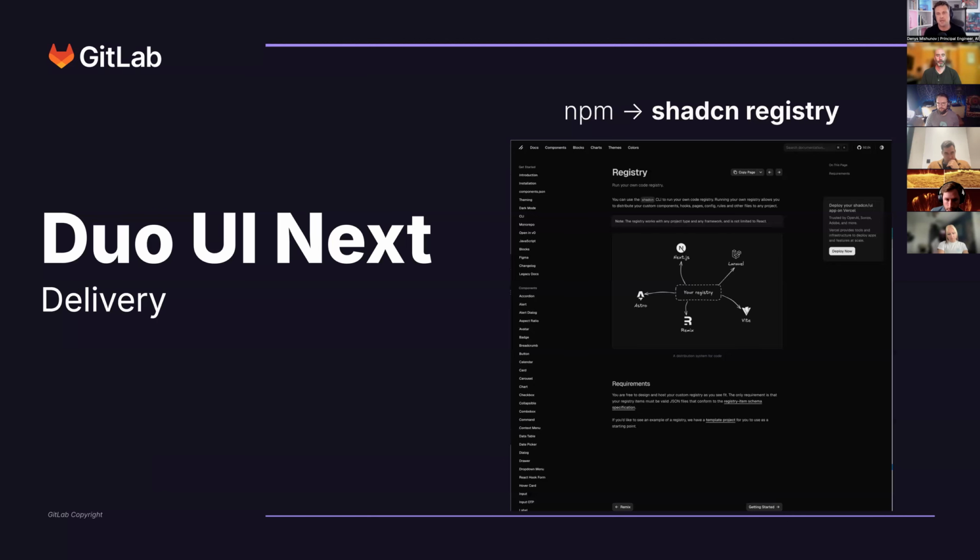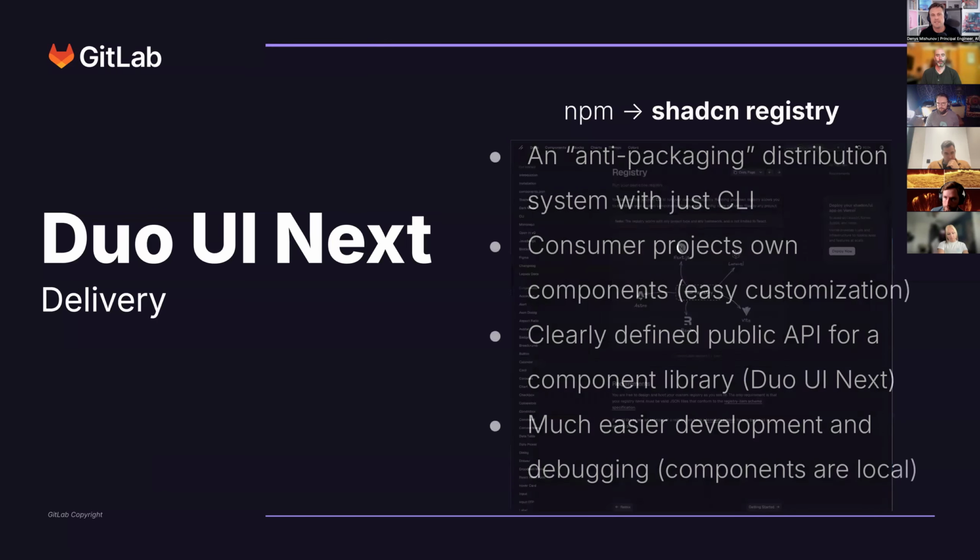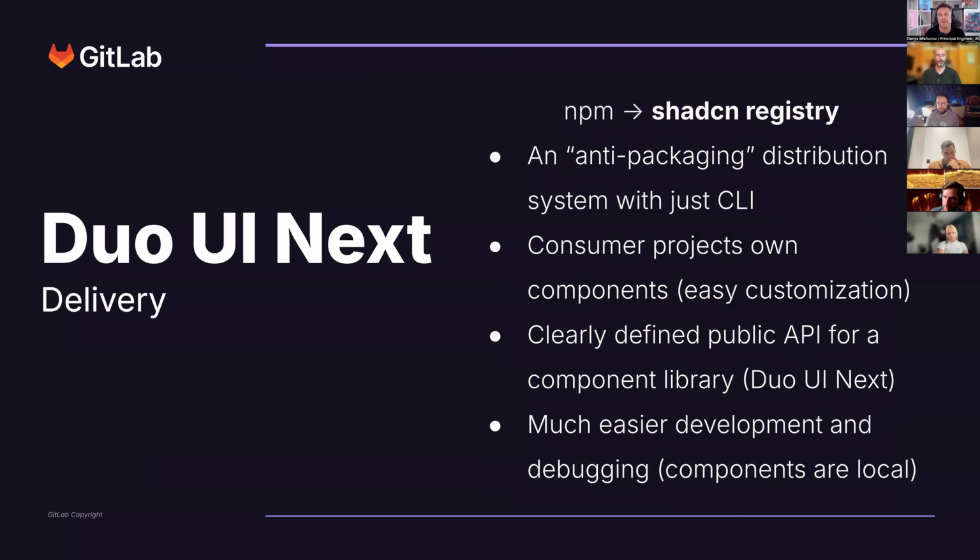And it comes with the registry. Technically, what is the SHA-CN registry? It's an anti-packaging distribution system with just a CLI. So when you install SHA-CN, you don't install any NPM package that goes into your node modules. You install the CLI that allows you to pull in only the components that you really need in your project.